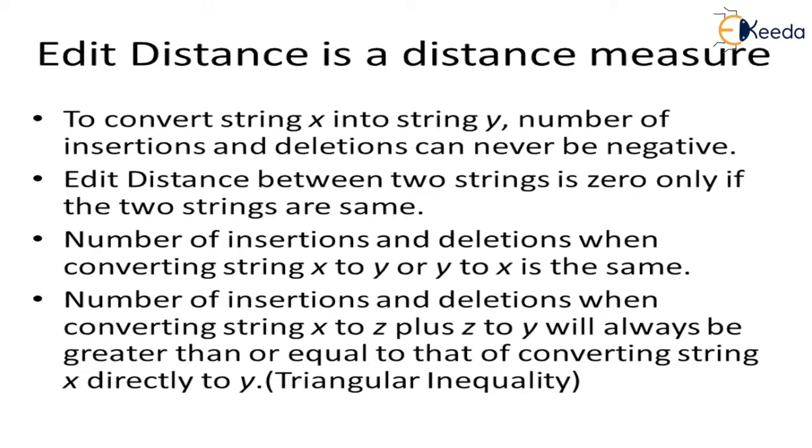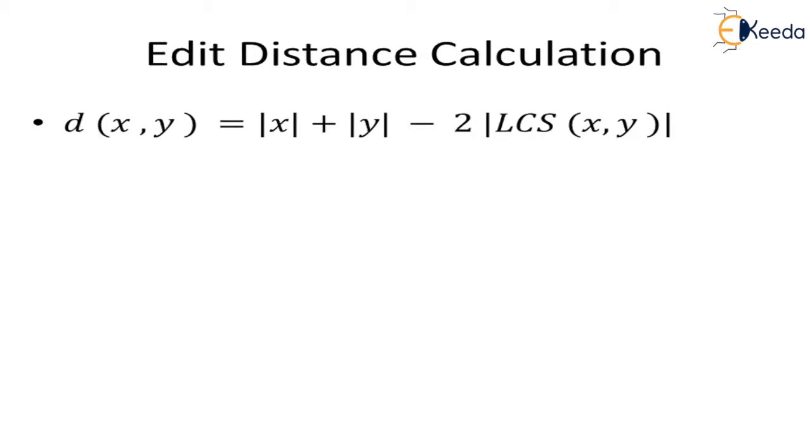The number of insertions and deletions when converting from x to z plus z to y will always be greater than or equal to that of converting string x to y. So the triangle inequality is satisfied in the case of edit distance. Let's see an example. Edit distance calculations. This is another important formula which we can work out very easily.